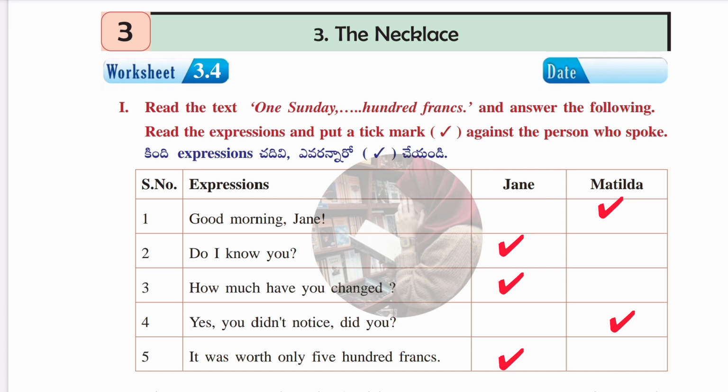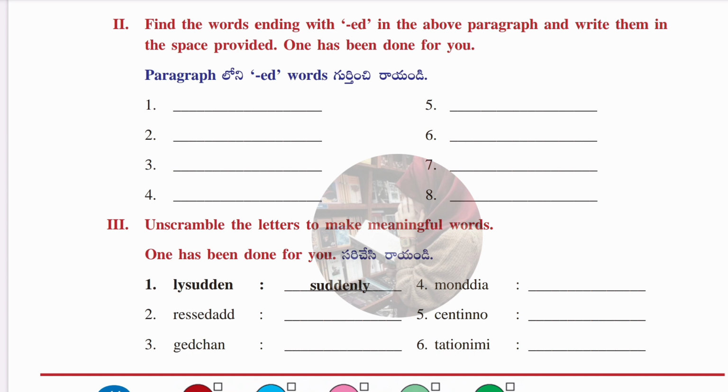Now we'll see the second Roman, which is: find the words ending with ed in the above paragraph and write them in the space provided. One is done for you. From the paragraph, we have to find the words that end with ed, means past tense, means that work had already been done. Those words we have to write down here from the paragraph.